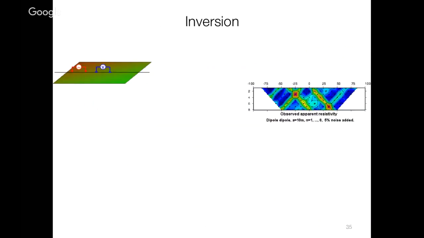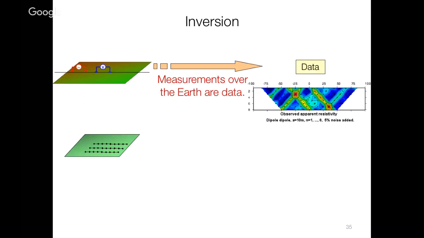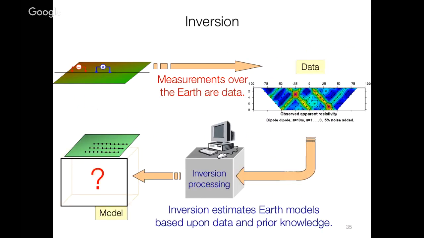So in order to get some information about the model, we need to invert the data. We're going to do the same thing that we did before: collect the data, put it through this process. Now, however, the Earth is two-dimensional, and the cells are infinite. Let's say a word about the true value of the pseudo-sections.